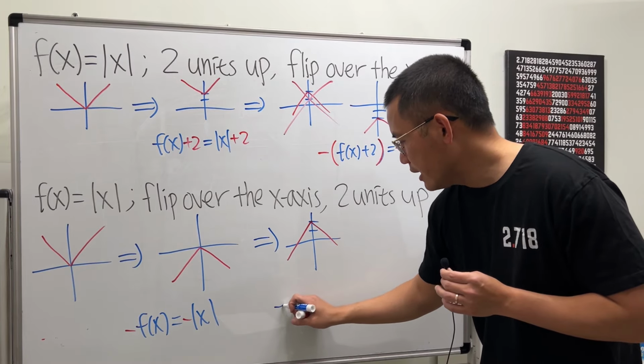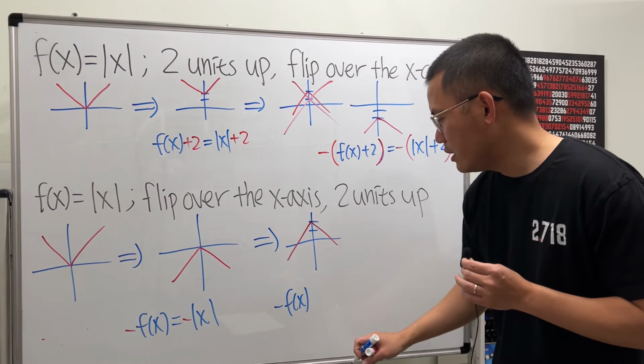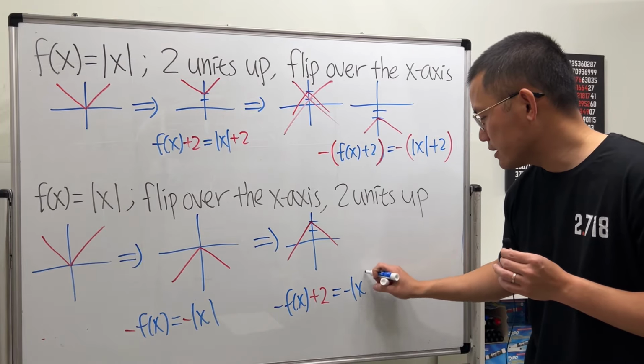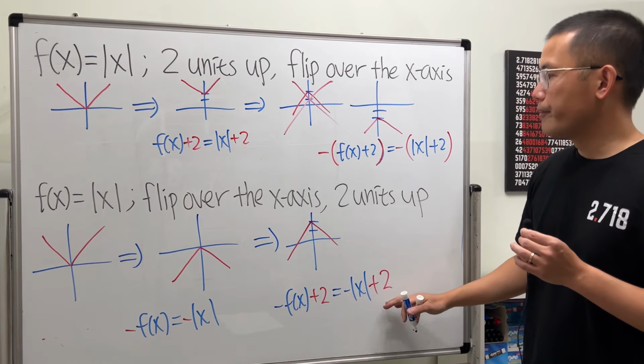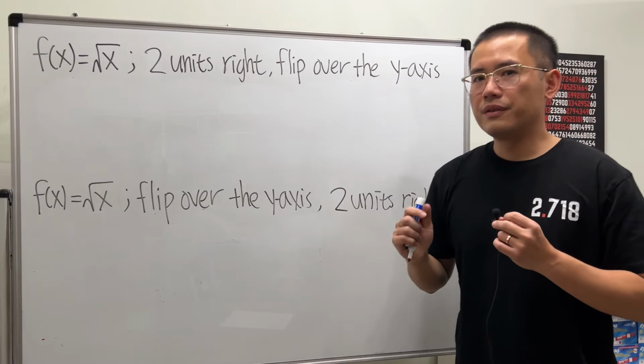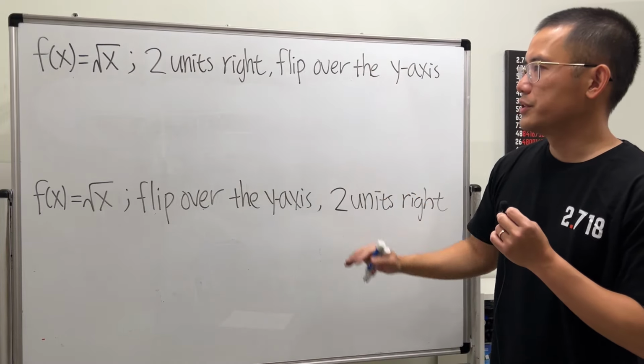So negative f of x, we have that already, just add 2 to it. So that's negative absolute value of x and then plus 2. So pay attention to the difference. Now for this one, we are going to compare these two.